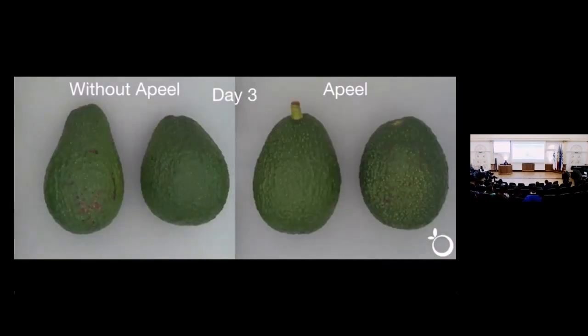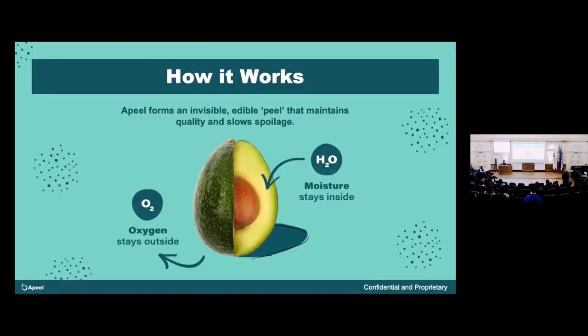And so how this works is we basically just keep moisture inside and oxygen outside. And so you'll see a lot of avocados. This was our first produce category that we took to market.